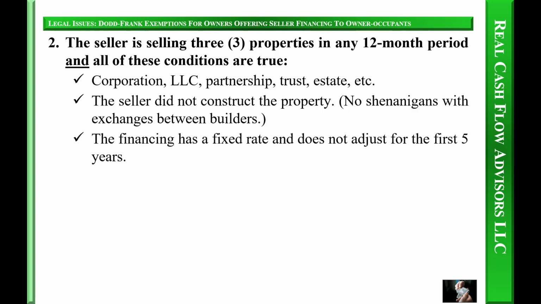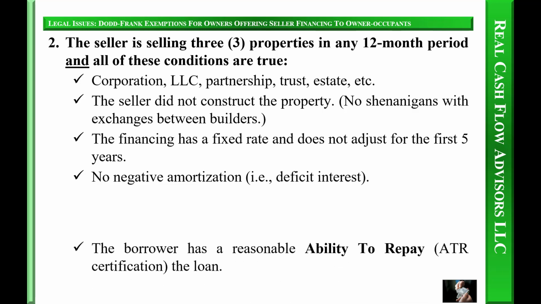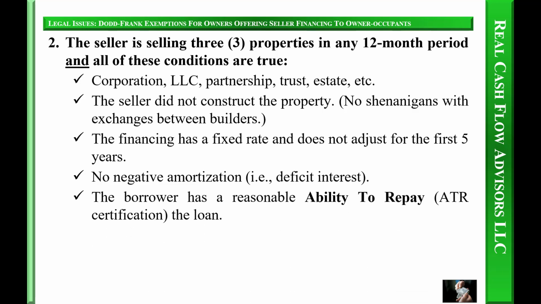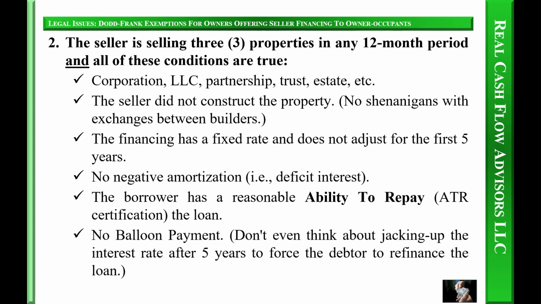The financing has a fixed rate and does not adjust for the first 5 years. No negative amortization, that is, deficit interest. The borrower has a reasonable ability to repay the loan. No balloon payment. Don't even think about jacking up the interest rate after 5 years to force the debtor to refinance the loan.